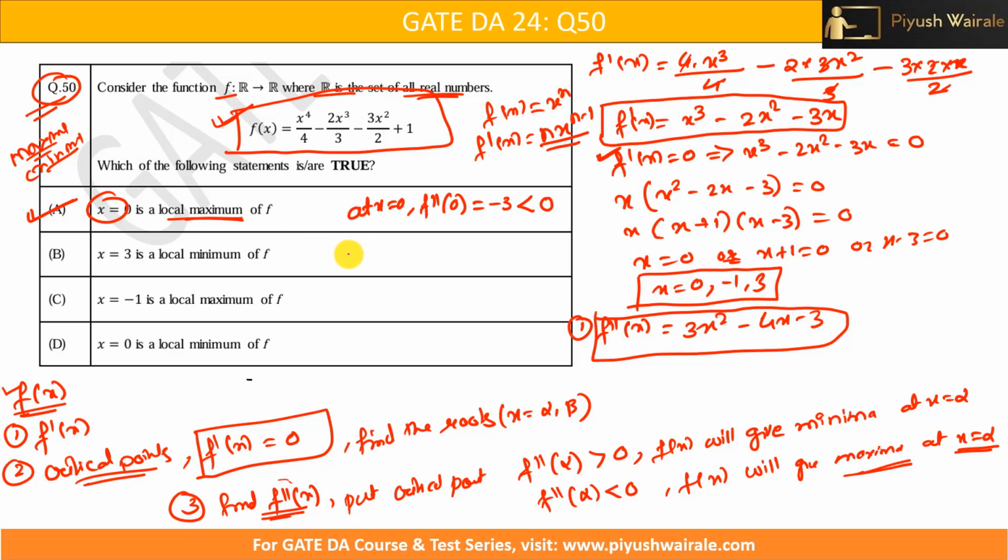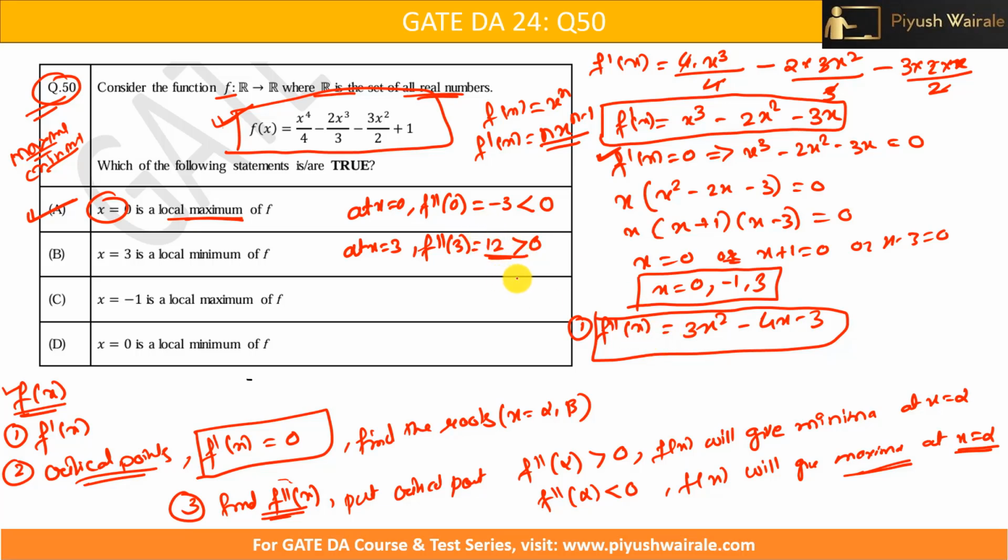Similarly, at x equals to 3, what is f double dash of 3? Now 3 into 3 square, that is 9. So 9 3s are 27. 27 minus 4 into 3, that is 12. So 27 minus 12 is 15. 15 minus 3 is 12. So 12, which is greater than 0. I don't need to find out the actual value. I just need to check whether it is greater than 0 or less than 0.